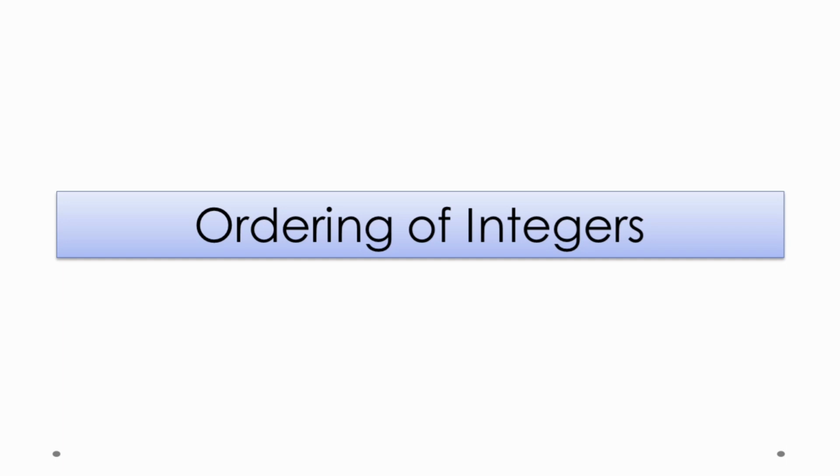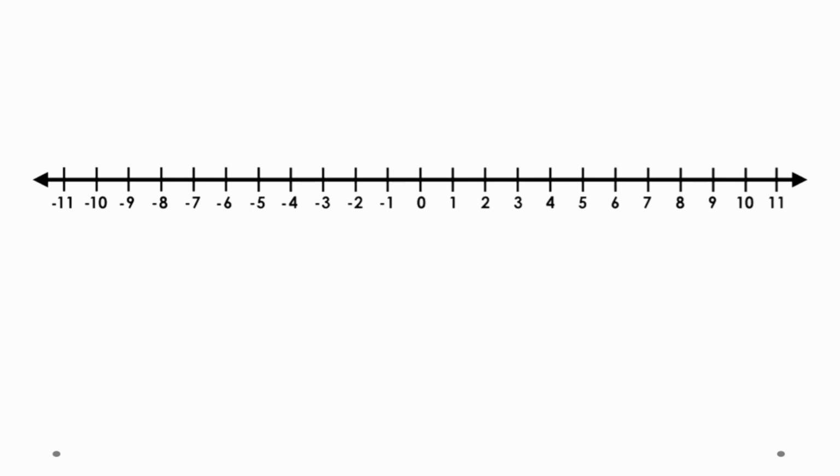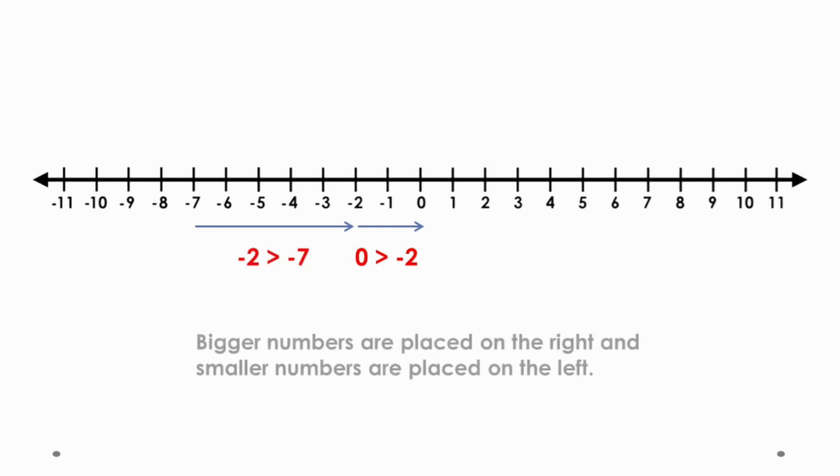Let's understand the ordering of integers on number line. As you can observe, the bigger numbers are placed on the right of smaller numbers, and smaller numbers are on left of the bigger numbers. Since 0 is on the right of -2, it is greater than -2. -2 is on the right of -7, so -2 is greater than -7. So, on a number line, bigger numbers are placed on the right and smaller numbers are placed on the left.